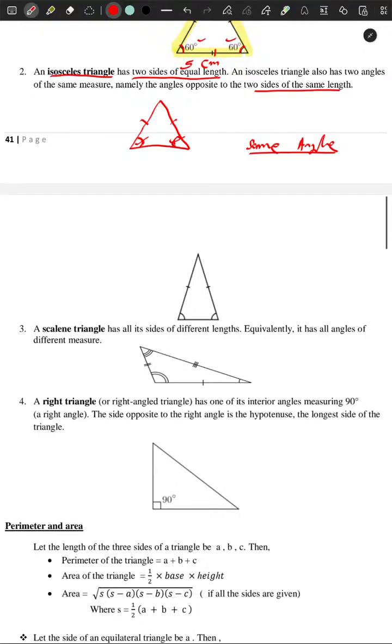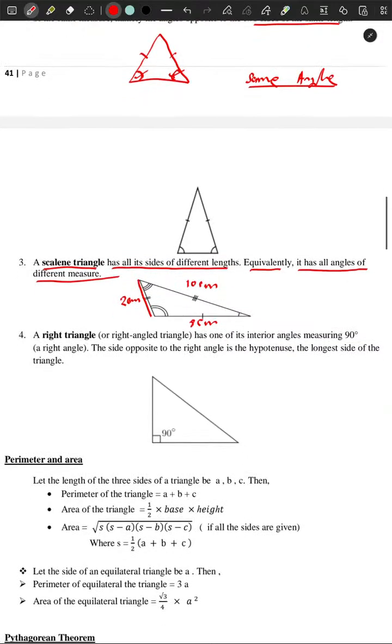Then we move towards the scalene triangle. A scalene triangle has all its sides of different lengths. Equivalently, it has all angles of different measure. Here we can see that one side is 2 cm, another is 10 cm and another is 8 cm, and also all its angles are different from each other.